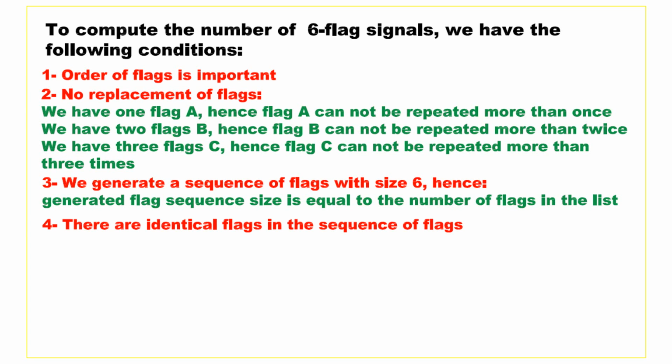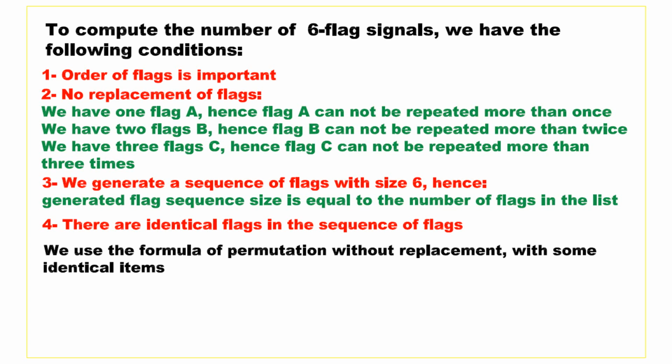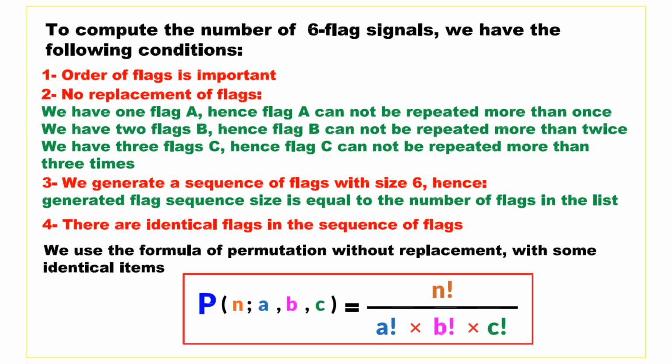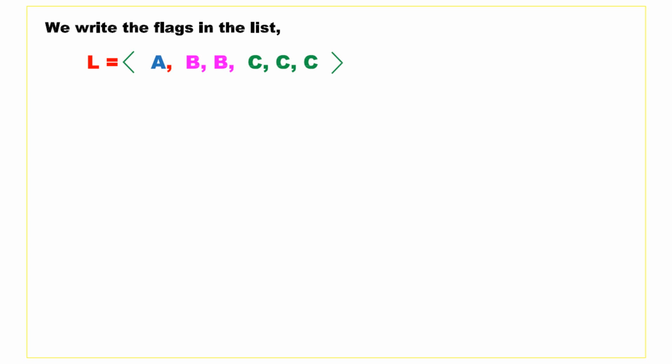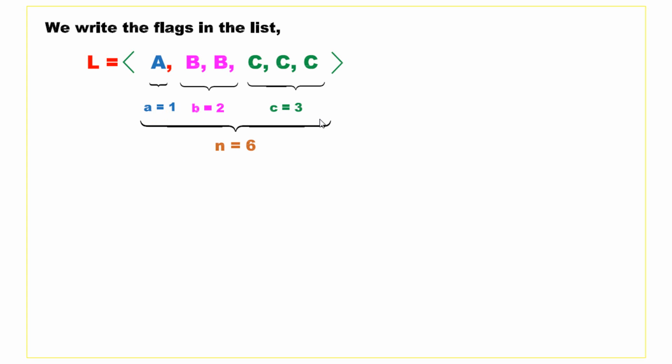Another condition, there are identical flags in the sequence of flags. So we have identical items and therefore we have to use the formula of permutation without replacement and with some identical items, and this is the formula we are going to use. So to apply the formula, we write the flags in the following list. So we have 1 flag of A and 2 flags of B and 3 flags of C. And the total number of flags is 6.